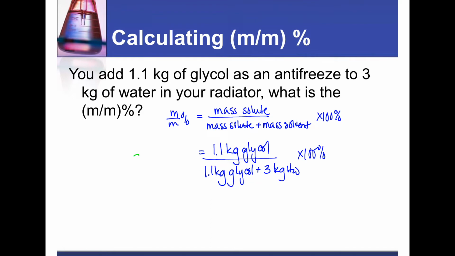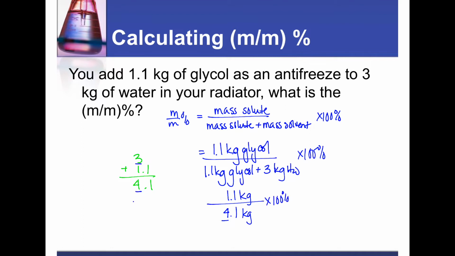If I have 3 and I add 1.1, I get 4.1, but this is to the ones place, and that means this can only be to the ones place. So I actually get a 1 sig fig number out of that. That's a little bit unfortunate. So basically it comes out to be 1.1 kilograms on the top and 4.1 kilograms on the bottom.